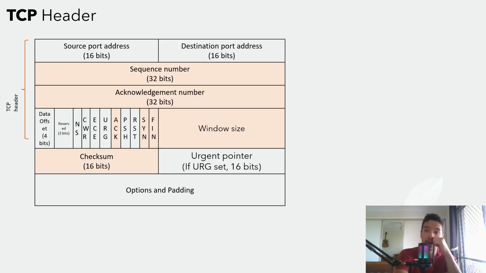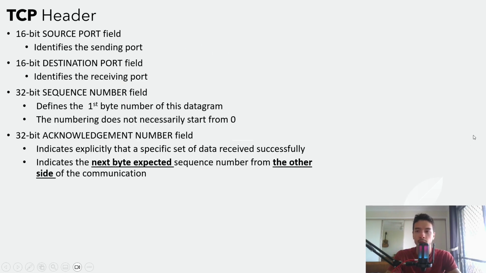So the TCP header, you've got the source port address, which is 16 bits, destination port address, sequence numbers, acknowledgement numbers. The sequence numbers and acknowledgement numbers are used to identify and check for the handshake. We'll get into that in a second. You've got your data offset, your checksum, your urgent pointer, and some stuff I don't truly understand, like options and padding. But that's definitely something you can research. So basically, this just talks about the different examples here.